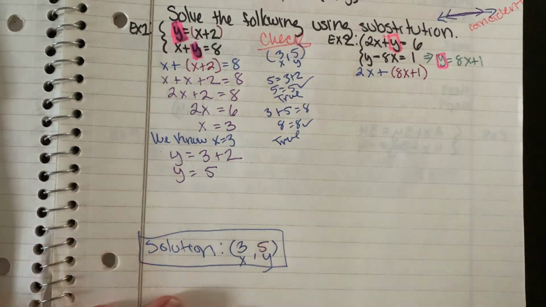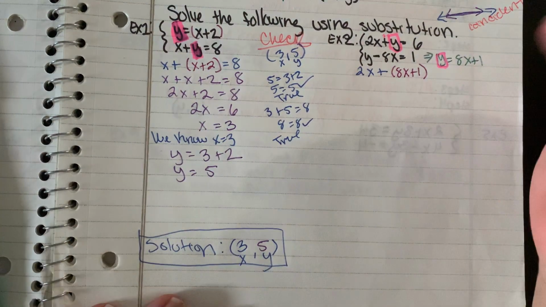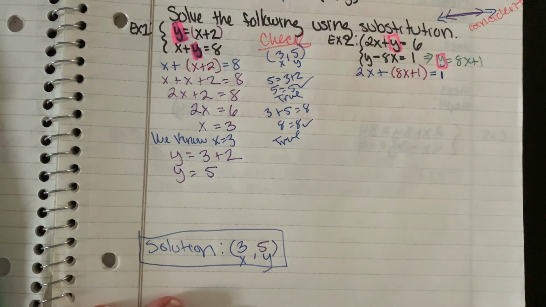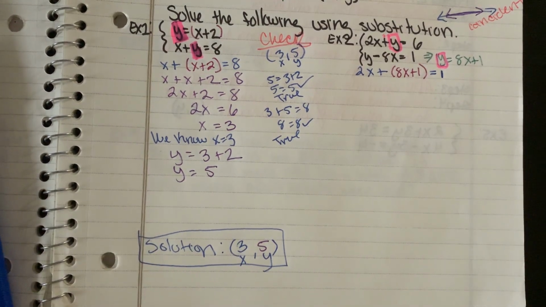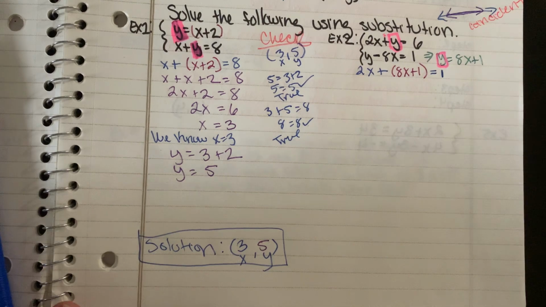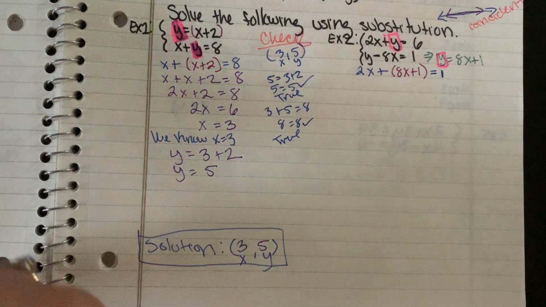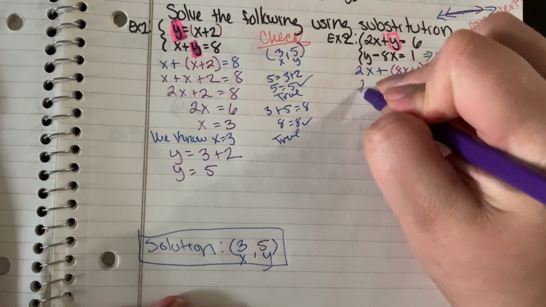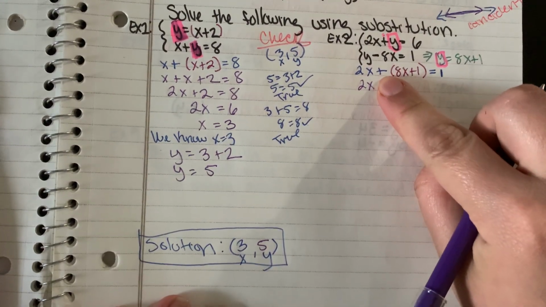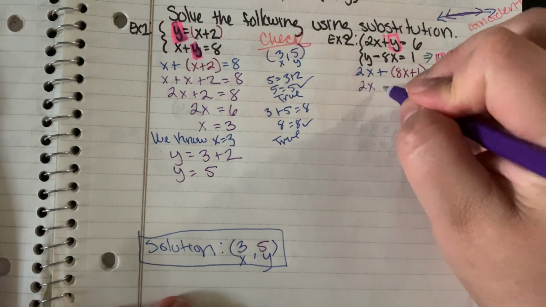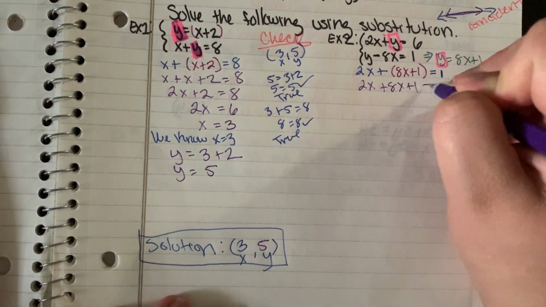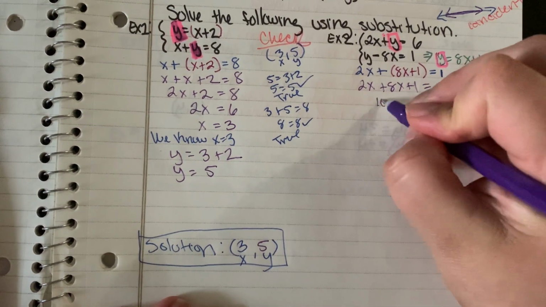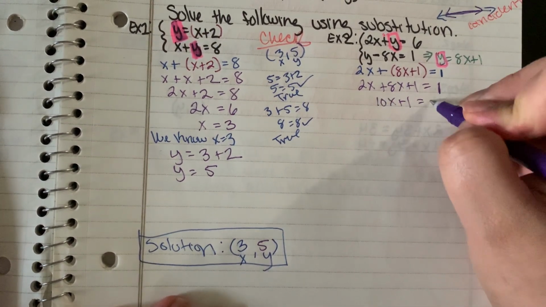Always do parentheses for these examples. It just so happens that when I plug it into the parentheses, it doesn't really have an impact, but you will have situations where it does. So better be safe than sorry. So now we're just going to go ahead and use Algebra 1. So we're going to have 2x. This is a positive 1 being distributed, and a positive 1 isn't going to change anything. So plus 8x plus 1, that's going to equal 1. Combine my like terms. So 2 plus 8 is 10x plus 1 equals 1.